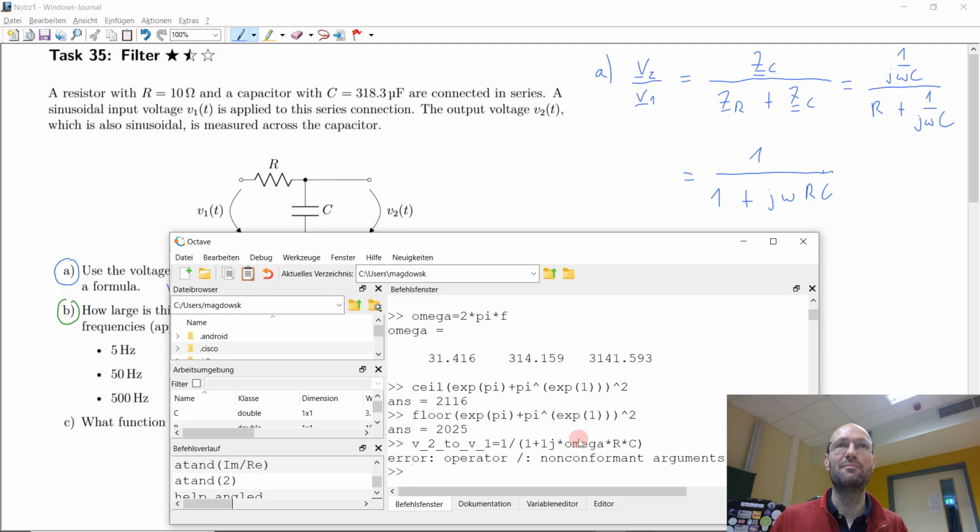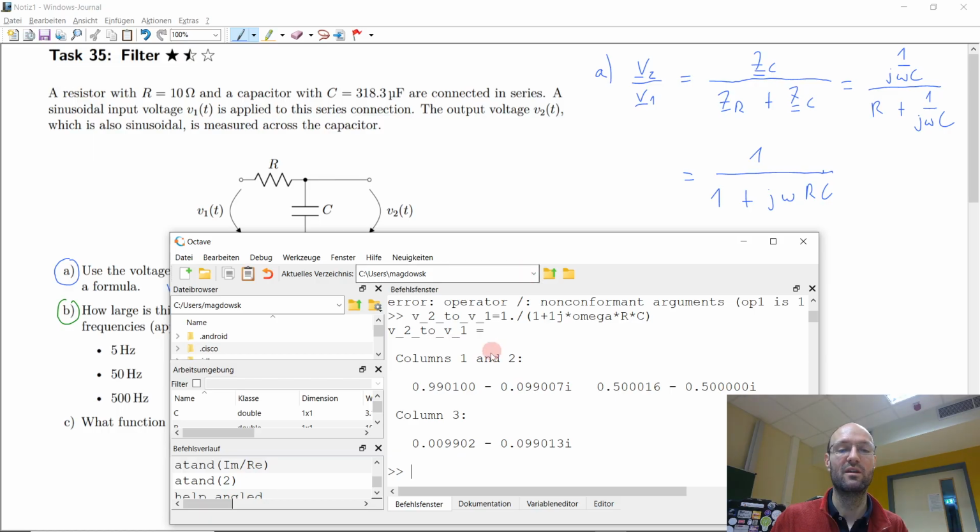We don't really want to divide by a vector. Also, there is no vector division. We want to do this element-wise. And element-wise works with a dot. So if we take a dot division, then it works. Now we get 3 results. And of course, because there's something complex in here, now we also get a complex ratio between these two voltages. And these complex numbers are output as real part and imaginary part, which is probably not super helpful in this case.